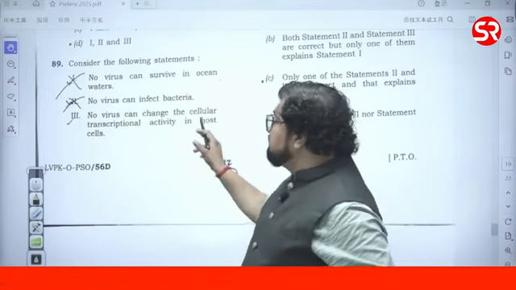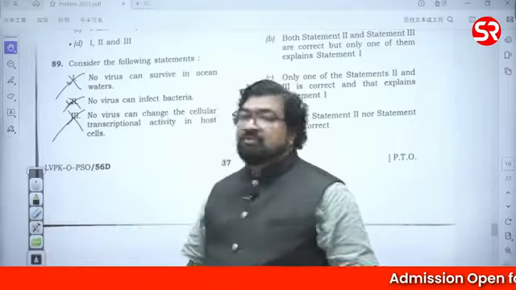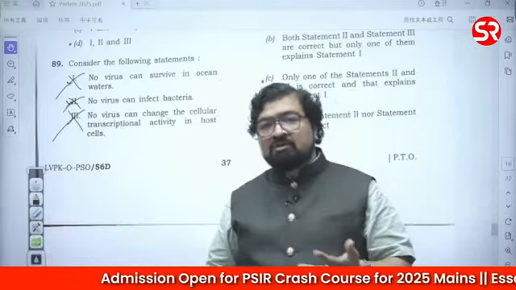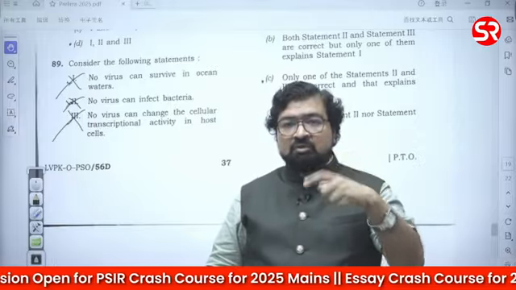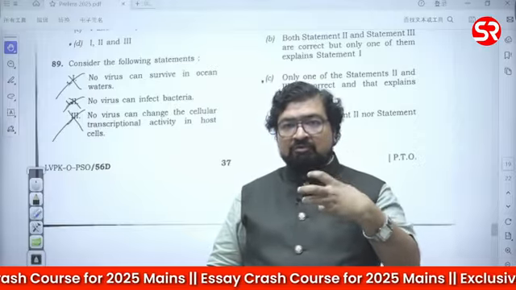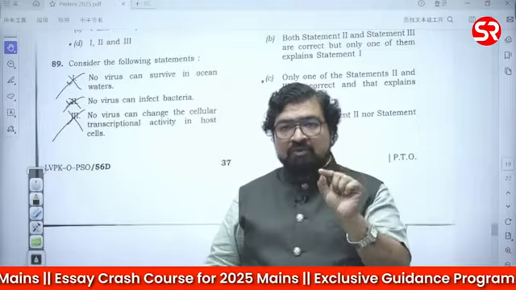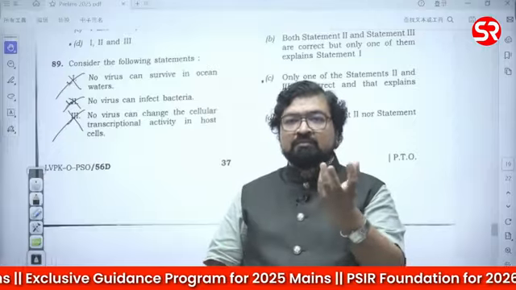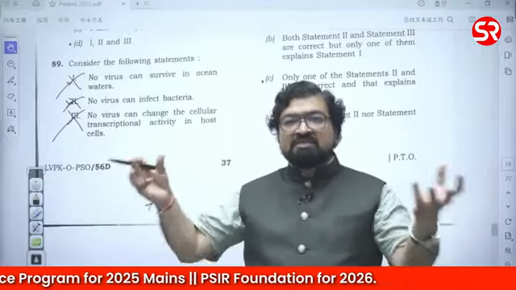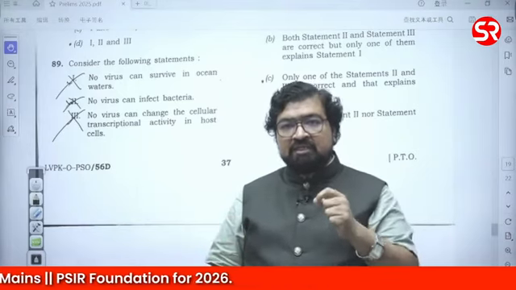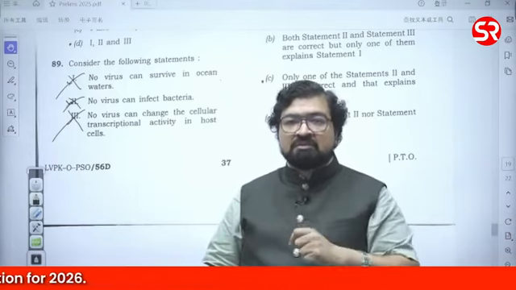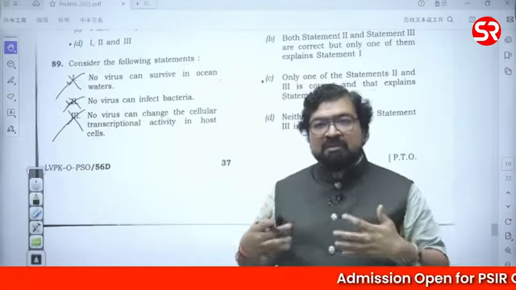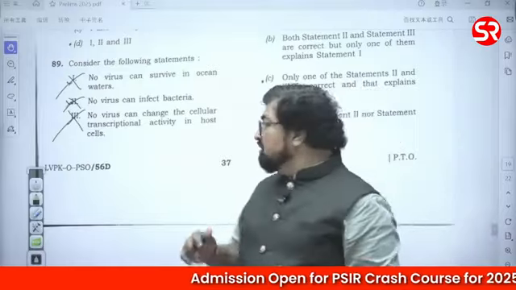Now, no virus can change the cellular transcriptional activity in the host is wrong. What does the virus do? Once the virus enters the host, like human or animal or plant or bacteria, it hijacks cellular machinery of transcription and then synthesizes its own viral proteins, and they assemble to make a viral particle and then multiply. Transcription is a process involved in protein synthesis, and then the virus multiplies by making its own kind of viral proteins. So this is also wrong.